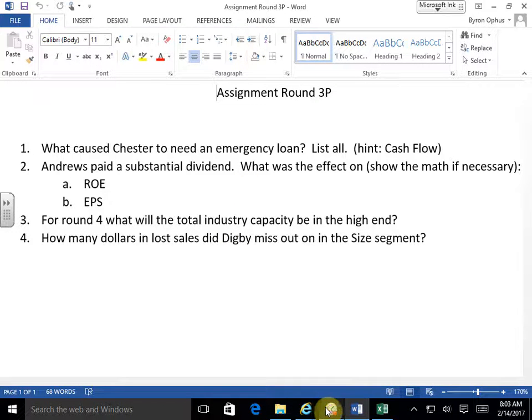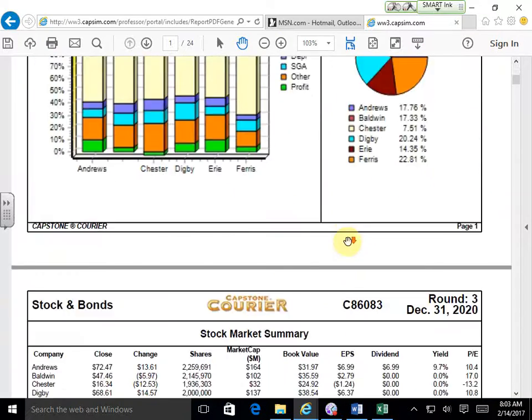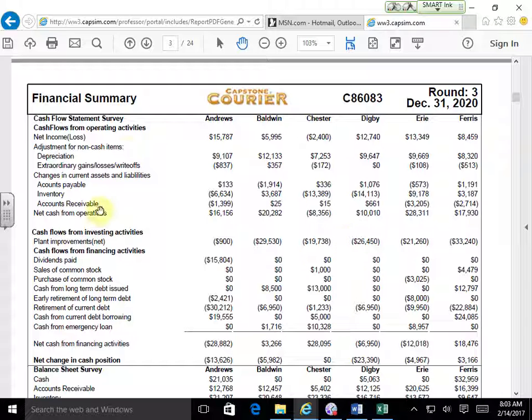So let's go take a look at the cash flow, which is right there. Okay, cash flow summary goes from here down to here. And I'm talking about Chester, right? I think that's what the question was. So it's really pretty simple. I can just go right down Chester and find the things that have parentheses around them, and those are negatives, and that's what would have caused Chester to need an emergency loan. Those things that were negative.